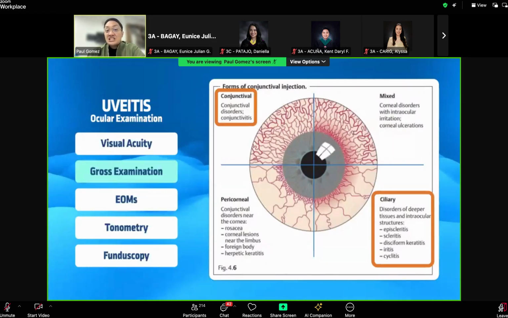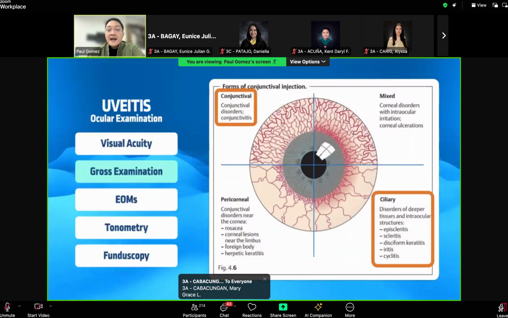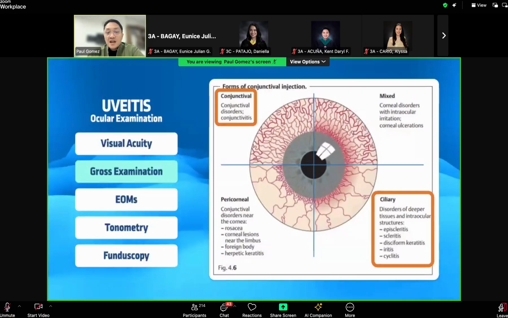However, kung more ciliary yung appearance ng eye redness niya, may ciliary injection, there might be pronounced redness around the eye, around the limbus, and it may point to a uveitic disorder. But of course, kung gross examination lang, technically, hindi ka dapat maging kontento.